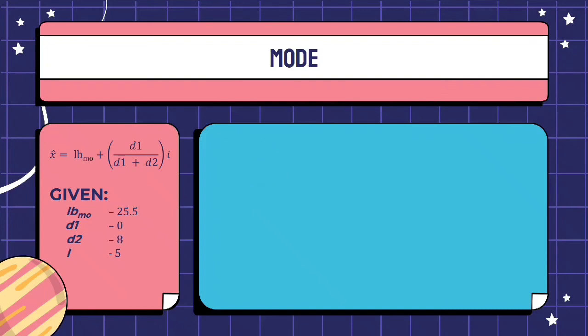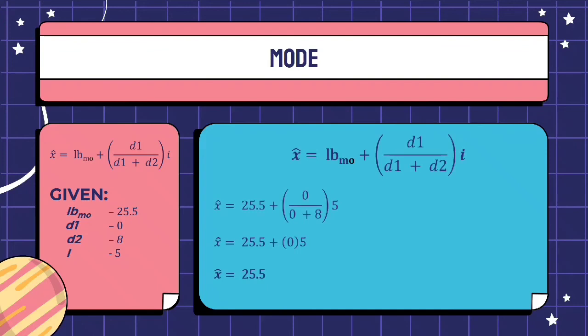Substituting it to the formula, LBMO plus the quantity of D1 all over D1 plus D2 times I, we will get 25.5 plus the quantity of 0 all over 0 plus 8 multiplied by 5. Simplifying this will give us 25.5 plus 0 multiplied by 5. And any number multiplied by 0 is 0. So 25.5 plus 0 will give us an answer of 25.5. As you can see, we got the same answer with our 4th class.